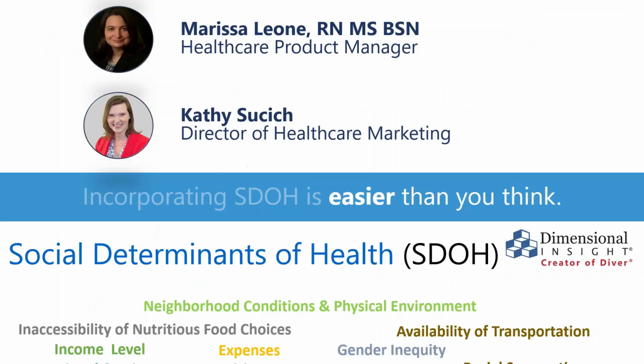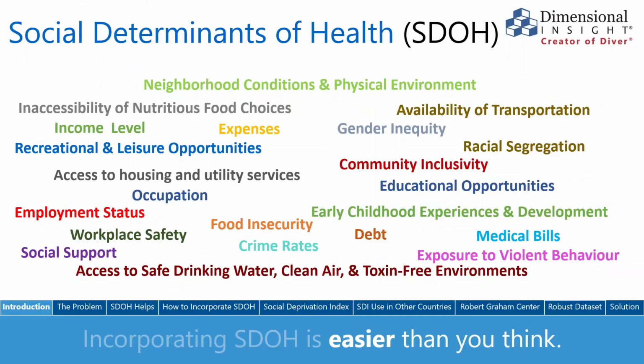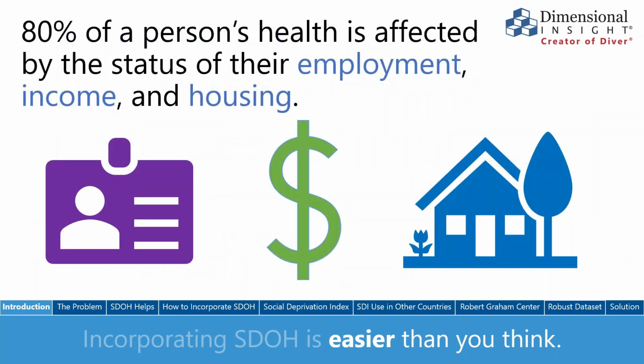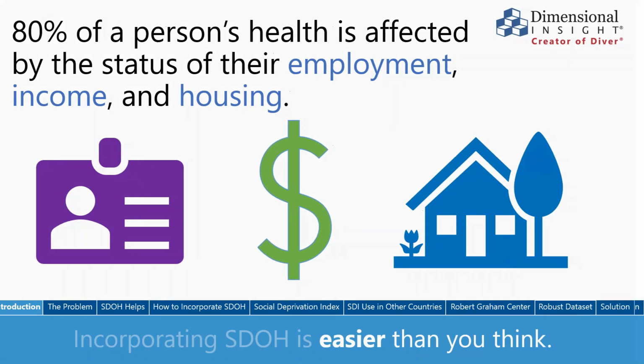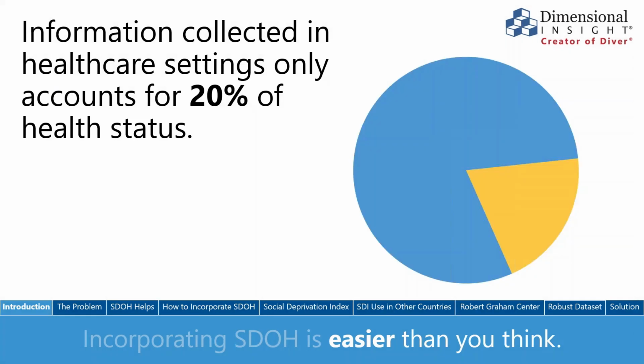So first, let's start with why this topic is important. Marissa? Yes, the social determinants refer to the physical and social circumstances that impact a person's well-being, such as employment, income, housing, and access to transportation. It's become increasingly clear that these factors have an even greater impact on a person's health than the information that's routinely collected in a healthcare setting. In fact, a statistic that's often cited is that social determinants account for 80% of an individual's health, but information collected in the healthcare setting only accounts for 20% of health status.